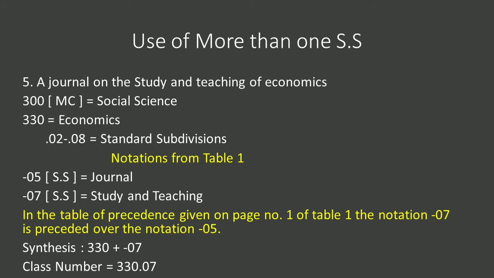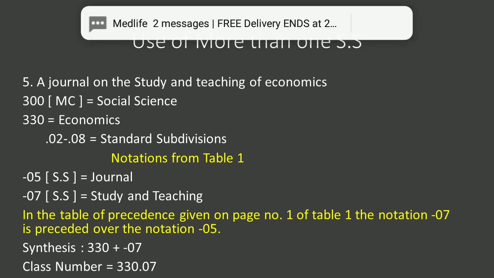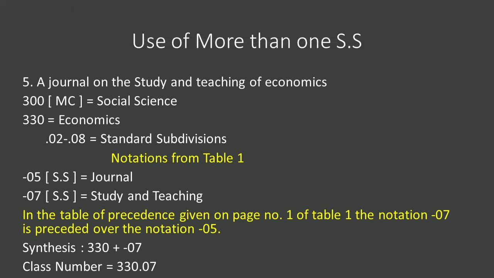The main class is economics, and economics is under social science. I have written here 300 main class social science, and under social science 330 for economics. And in economics, there are many subdivisions. One subdivision is .02. 330.02 dash .08 equals standard subdivision. This notation is for standard subdivision, and under standard subdivision there is the instruction: notation from table 1. We have to add the standard subdivision from table 1.